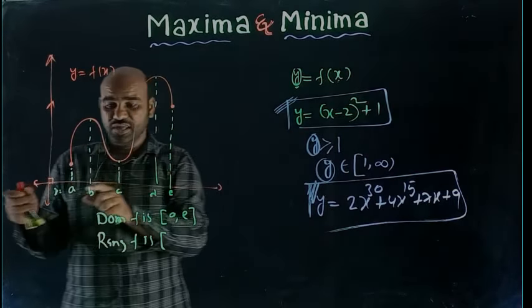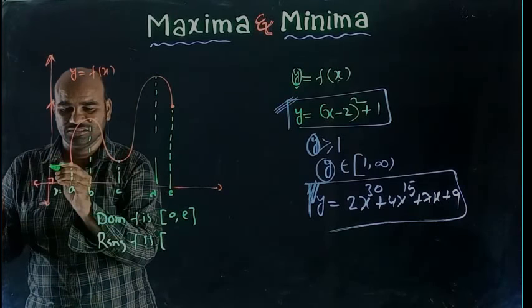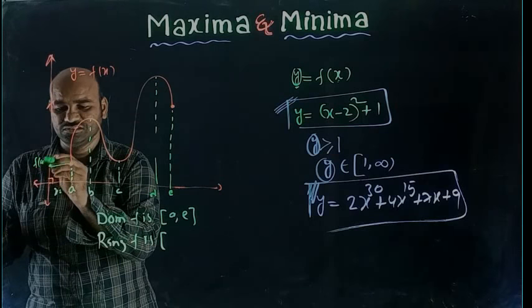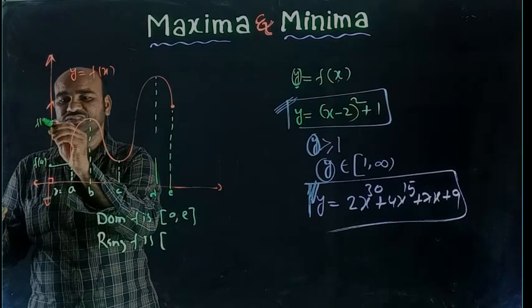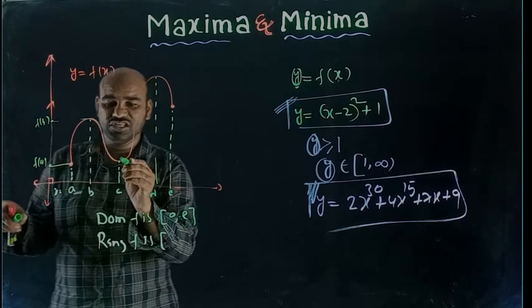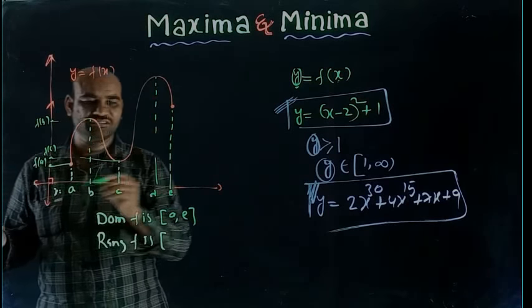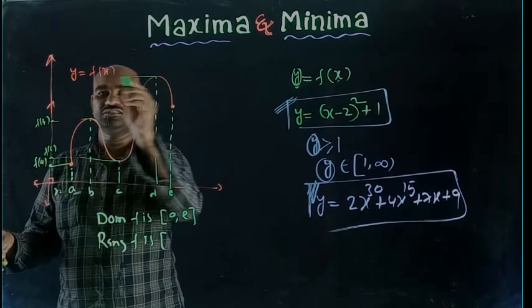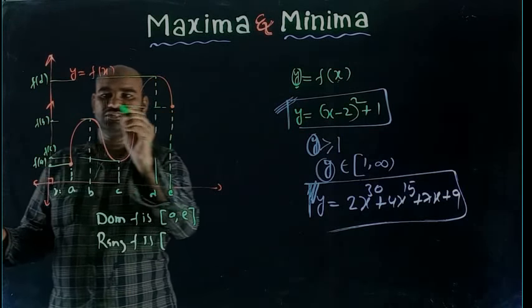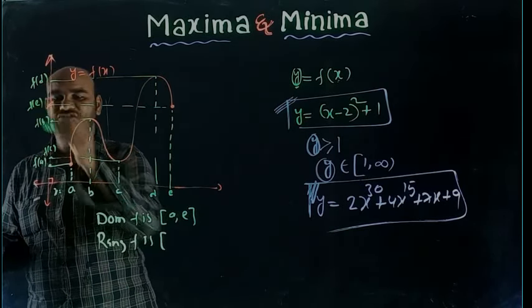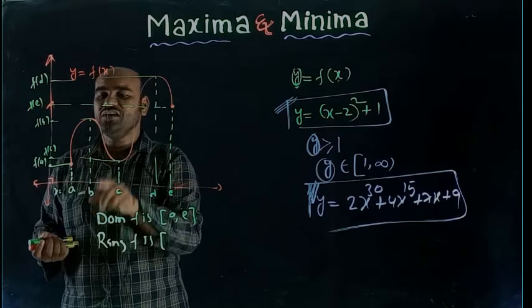So x equal to a, then y is equal to f of a. X equal to b, y is equal to f of b. X equal to c, f of c. This is d, f of d. f of e. Understood? If x is equal to a, then y is equal to f of a. X equal to b, y is equal to f of b.